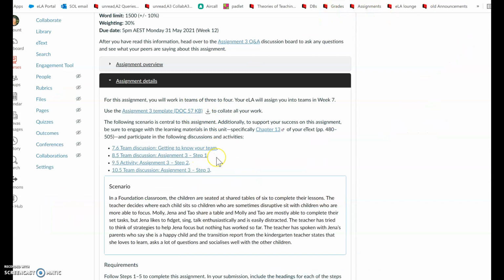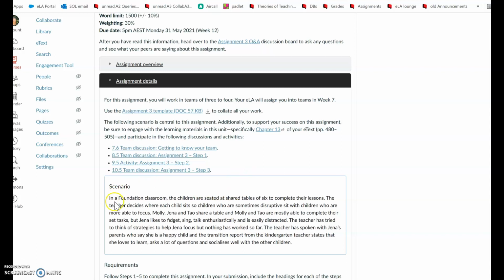So let's have a little look at the scenario. So this is key. So we know that in week 8, the first thing we're going to do is analyze the scenario. So let's read it first so we can understand what's going on. So let's have a look at it.